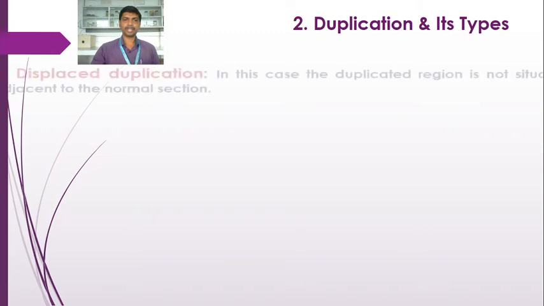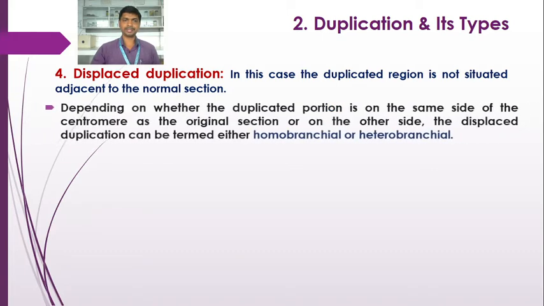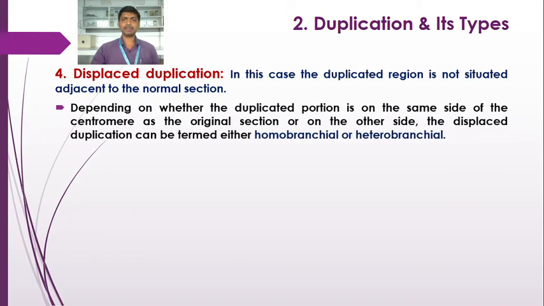Now the fourth type is the displaced duplication. In this case, the duplicated region is not situated adjacent to the normal section. Depending on whether the duplicated portion is on the same side of the centromere as the original section or on the other side, the displaced duplication can be termed either homobranchial or heterobranchial.